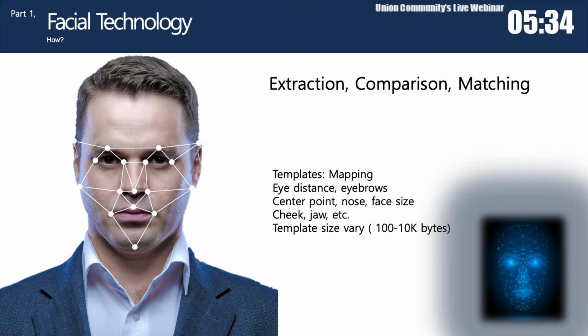Those templates have approximate sizes, depending on the algorithm, from 100 bytes up to 10K bytes. Per person, when you're registering a person, it could be from 2 templates up to 10 templates for one user. In our system, it's a basic of 5 templates for facial.